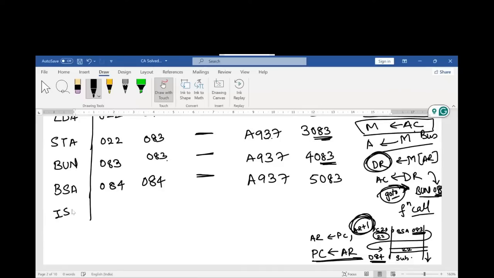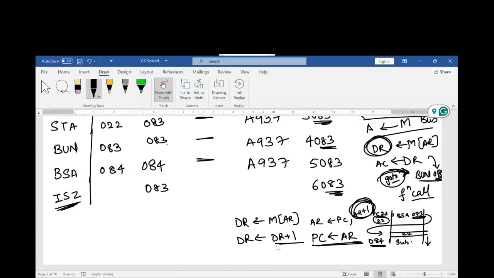And the last instruction is ISZ. The code for it is 6083. In the first step, 083 will be stored here. What is ISZ? Increment and skip if 0. What do we need to increment? We need to increment the memory word. I cannot increment the memory word directly, so the first step is what? I will be storing it to DR. Then we will increment DR, so DR is incremented by 1.